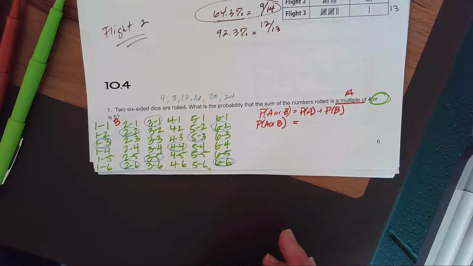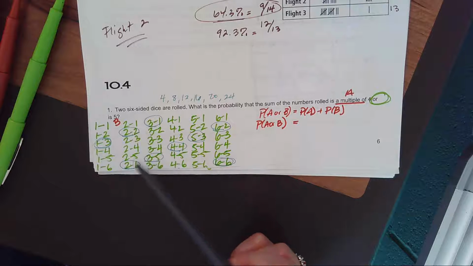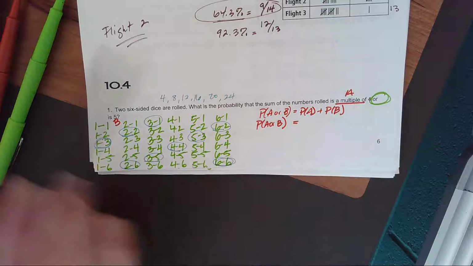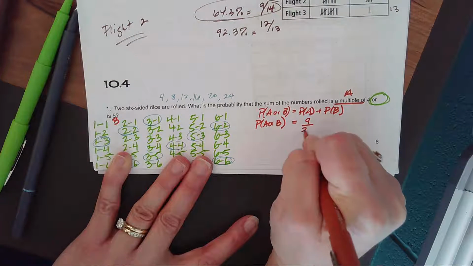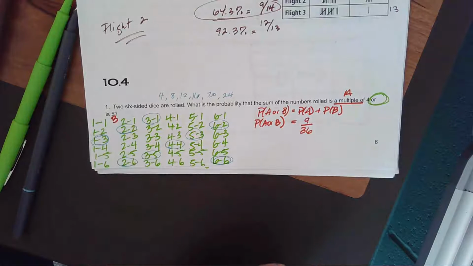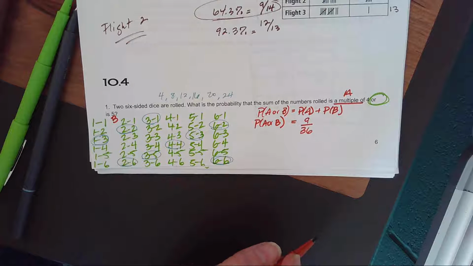So let's think about how many of these give us a multiple of 4. So 1, 2, 3, 4, 5, 6, 7, 8, 9. So our probability for A is 9 out of 36, because there's 36 total outcomes, and 9 of which give us a sum that is a multiple of 4.